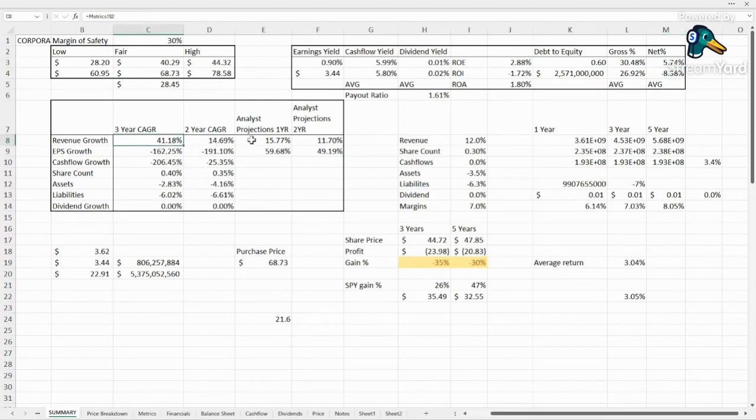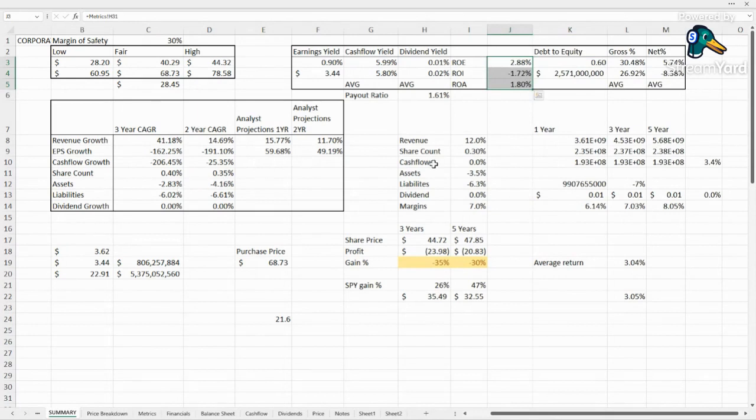Revenue growth, double digits going forward. Analysts are projecting 15.75 this next year and 11.7 the following year. So we can go 12, maybe even a little bit higher than that for our thesis for the next 3 to 5 years. Share count, they do issue a little bit of shares, not a whole lot. So something small, decreasing from what it's currently at. I mean, their debt doesn't seem to be awful, but their returns aren't the best.